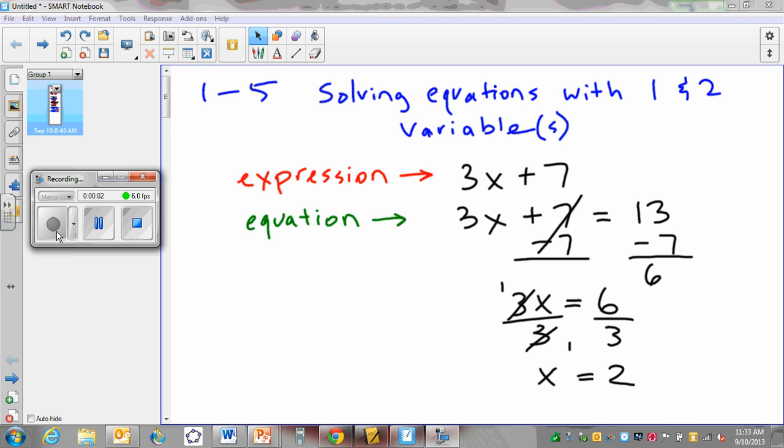Hey class, this is Mr. Stumbaugh. We're talking about Chapter 1, Lesson 5, talking about equations. And in our case, we are solving equations with one and two variables.